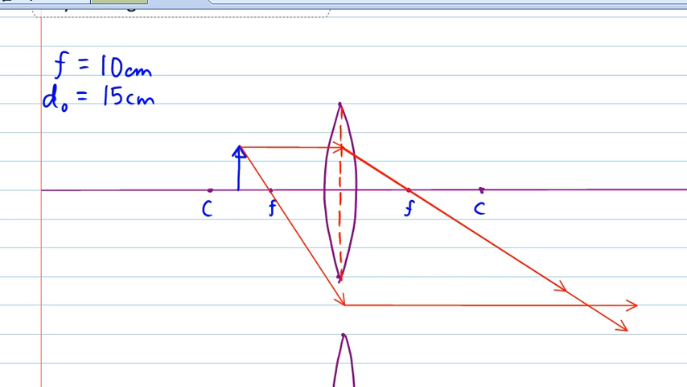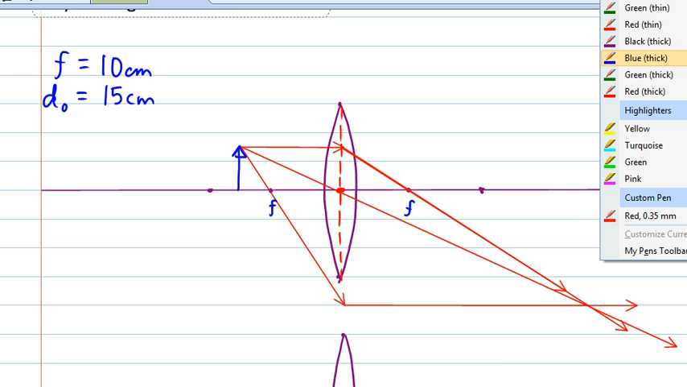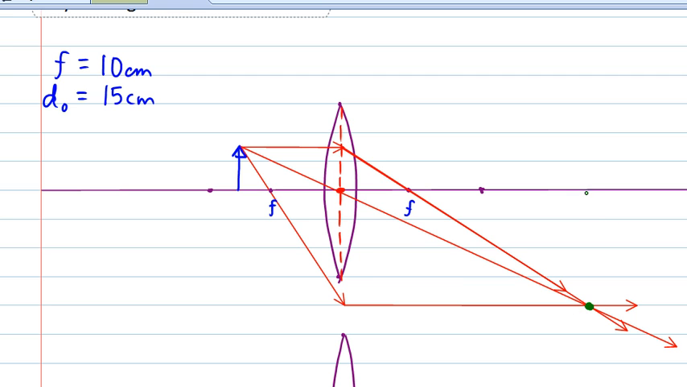What we want to do is actually mark the center of the lens itself. And so the third principal ray is one that goes through the center of the lens. And you can see that this is working out fairly decently. And so I can then locate my image right here. And this image is inverted and it's larger, which is what we said would happen if 2F is greater than DO is greater than F.